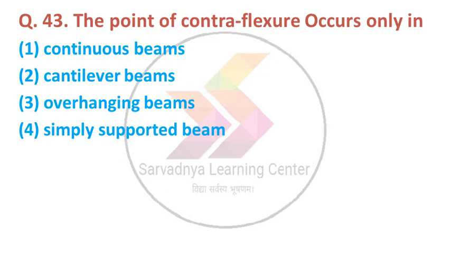Next question. The point of contra-flexure occurs only in option 1 continuous beam, second cantilever beam, third overhanging beam, 4 simply supported beam. The correct answer is option number 3, overhanging beam.